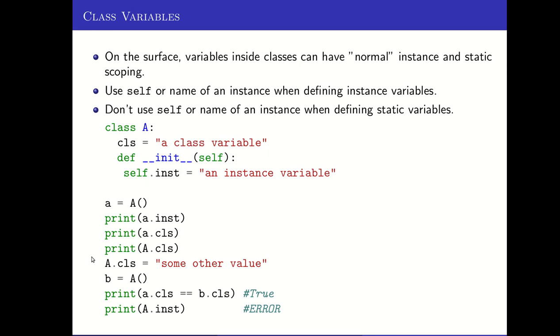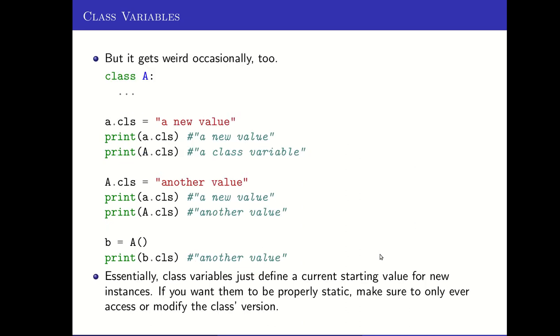Now, if I change a.cls to some other value, and I create a b that is another object of the same type, and I ask whether a.cls is equal to b.cls, that will be true. And if I print a.inst, it will error, because capital A's don't have those instance variables. Only instances of the class have that. Only objects of that class type have that. But class variables in Python can get weird.